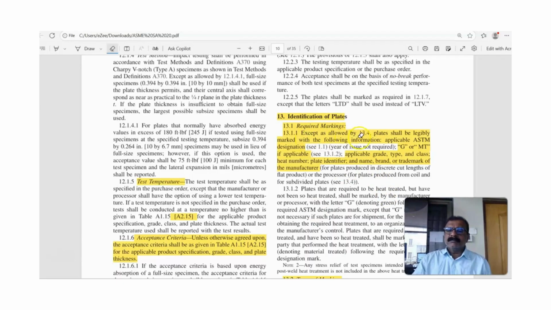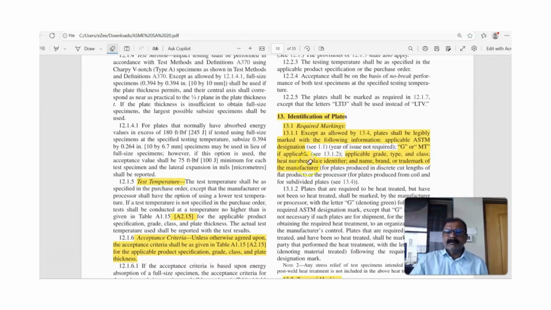Required marking: except as allowed in 13.4, plates shall be legibly marked with the following information. The applicable ASTM designation, for example A516, then G or MT if applicable. G is green material, that means it is not heat treated, and MT is material that has been heat treated. Then the applicable grade, for example grade 60, and if there is a type 1, 2, 3, or class 1, 2, 3 or CL, etc. There are alphanumeric classes also.